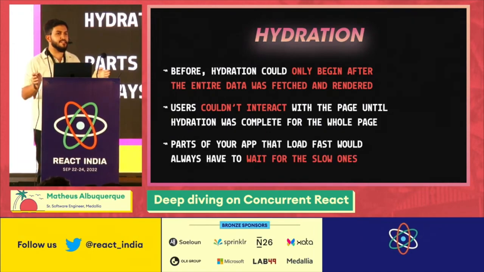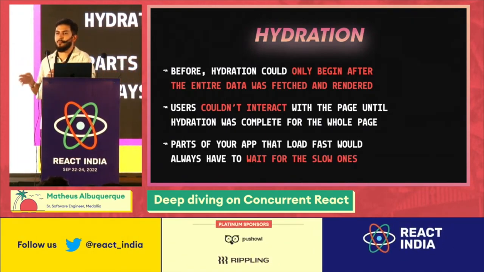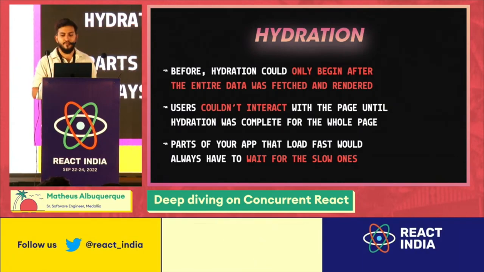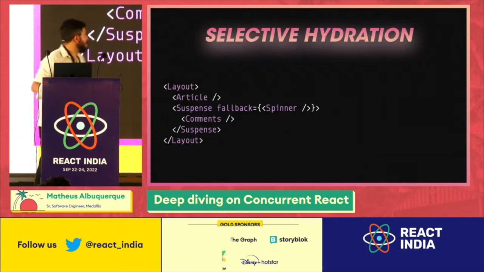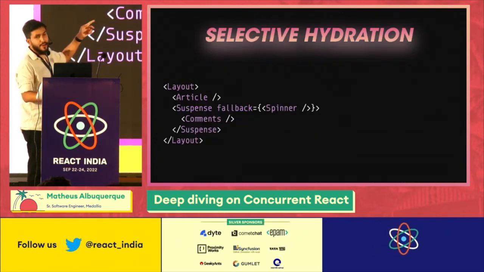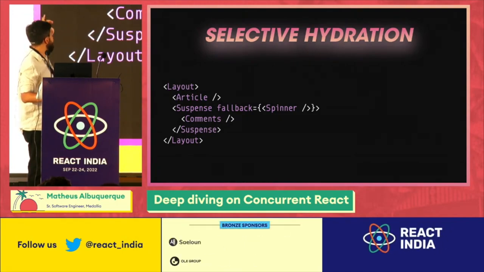And the bad thing is that parts of the app that loaded faster would have to wait for parts of the app that were slower so that you could have the full hydration. With React 18 and concurrency, you can have selective hydration, and you can wrap your server-side rendered code with Suspense.